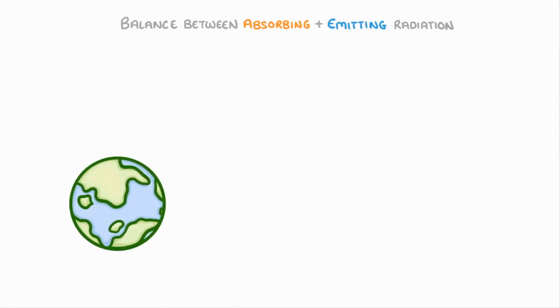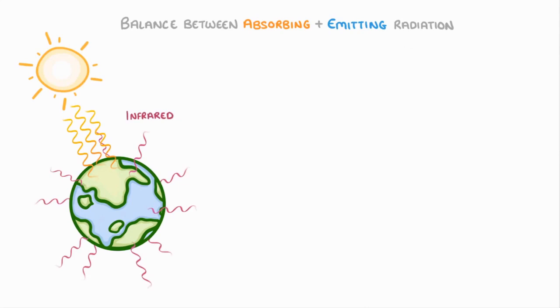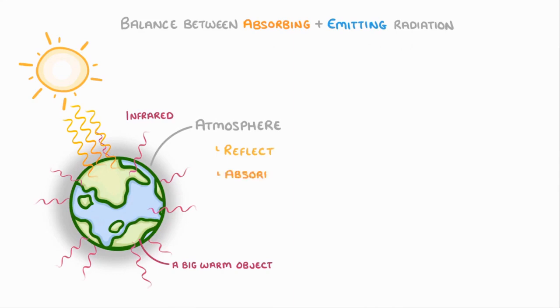The last thing we need to cover is that the balance between absorbing and emitting radiation also applies to our entire planet. The Earth is constantly being bombarded by electromagnetic radiation from the sun, and is also emitting its own infrared radiation, because it's basically a big warm object. To make things more complicated though, the Earth also has an atmosphere, which can also reflect, absorb, and emit radiation.